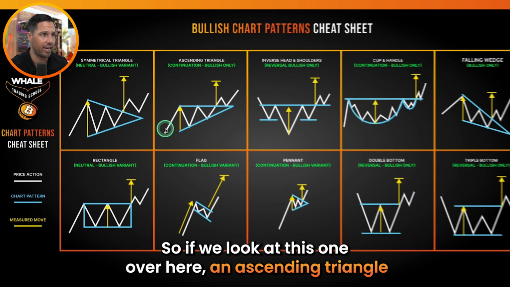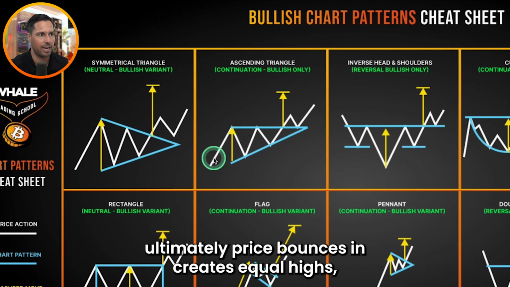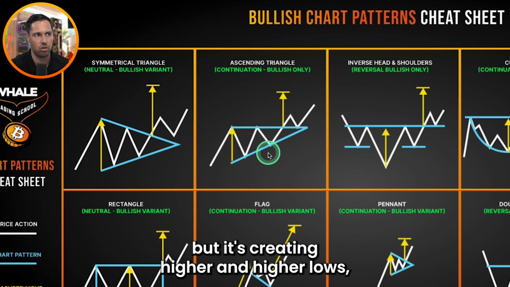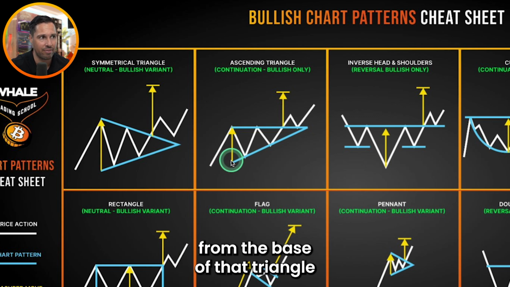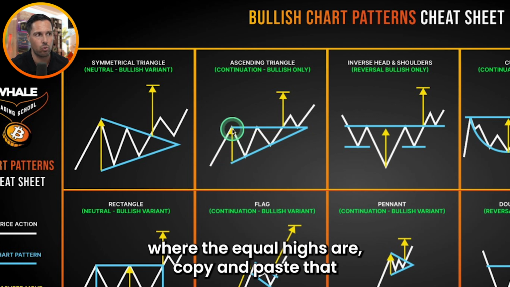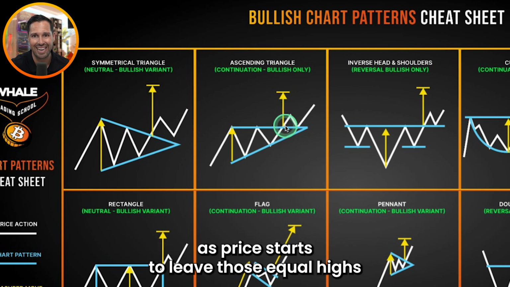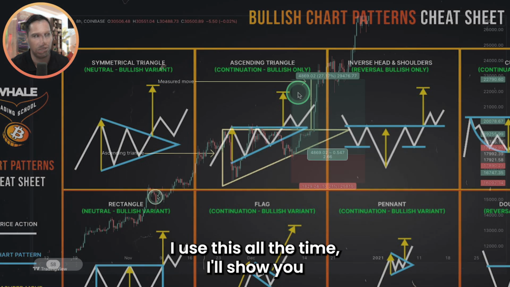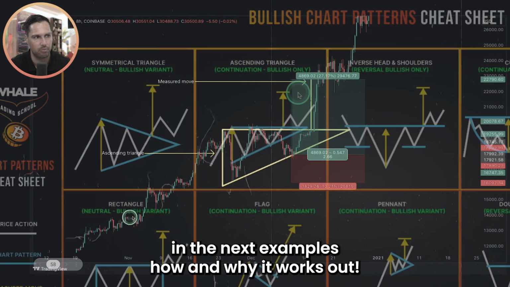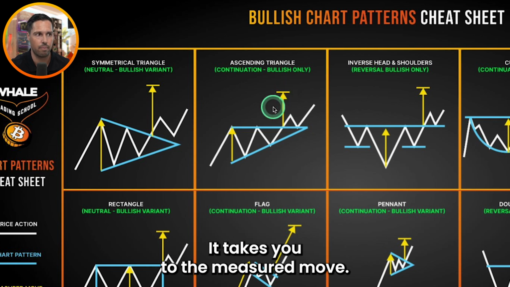So if we look at this one over here, an ascending triangle, very, very high probability trade setup. Ultimately, price bounces in, creates equal highs, but it's creating higher and higher lows, showing signs of reaccumulation. You're going to take the measured move from the base of that triangle all the way to the very top where the equal highs are, copy and paste that to the breakout point as price starts to leave those equal highs, and a high probability of the time, I use this all the time. I'll show you in the next examples how and why it works out. There it is. It works out. It takes you to the measured move.